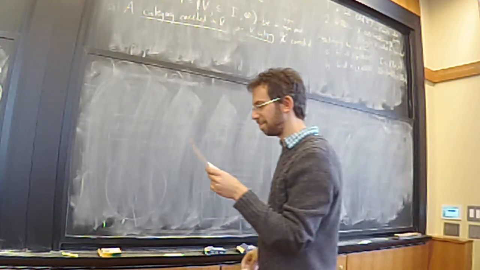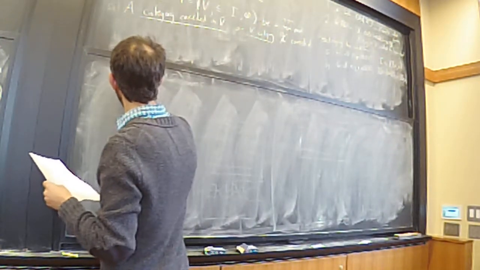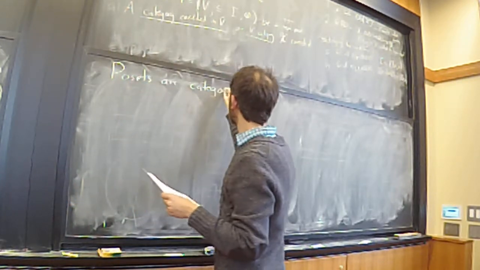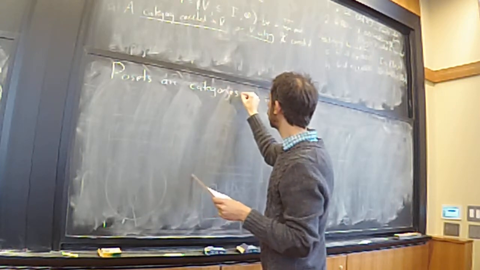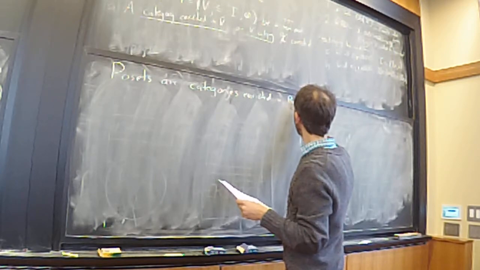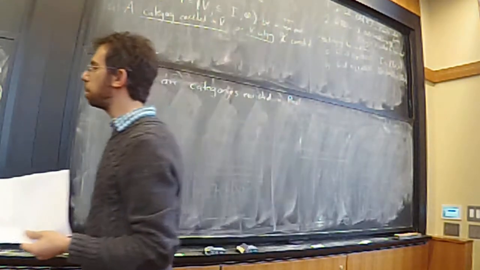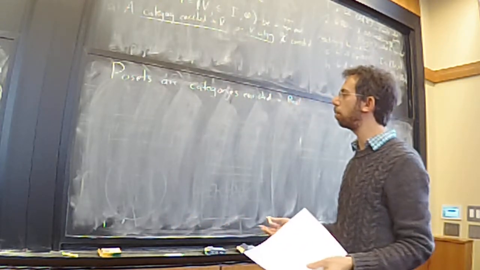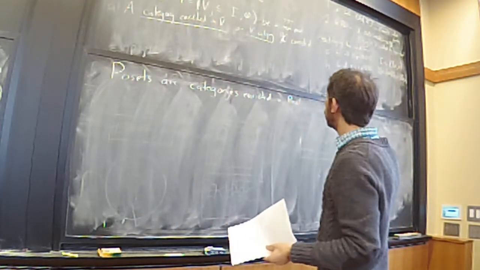Okay. So posets are categories enriched in Bool. So remember a poset, this is a bit weird because V is already a poset and now we're enriching categories in posets and getting posets back. So that's kind of strange, but we'll just say that we can recover the notion of posets as categories enriched in Bool.